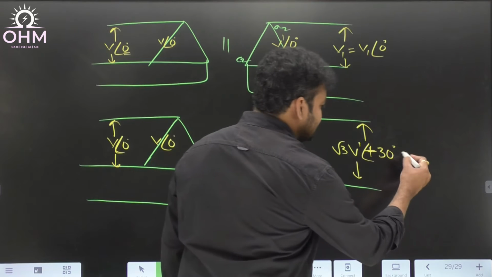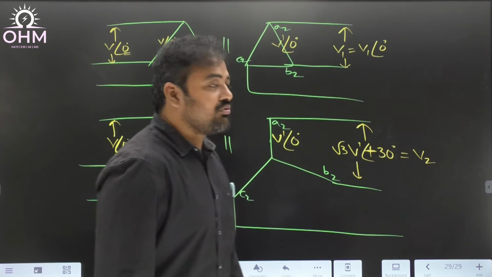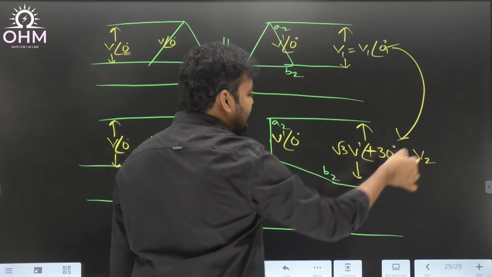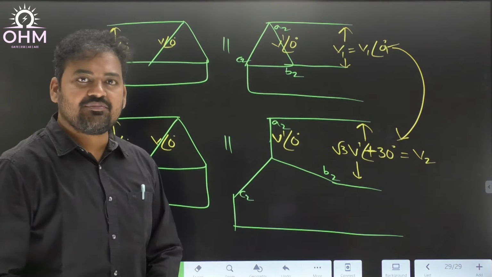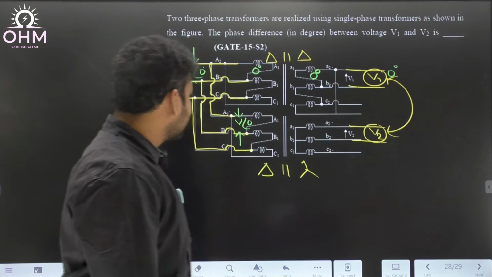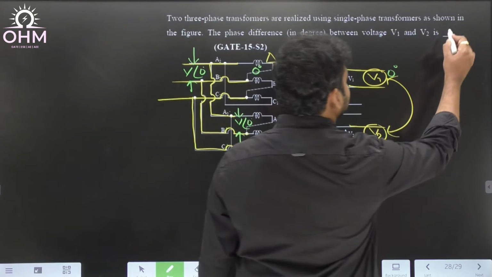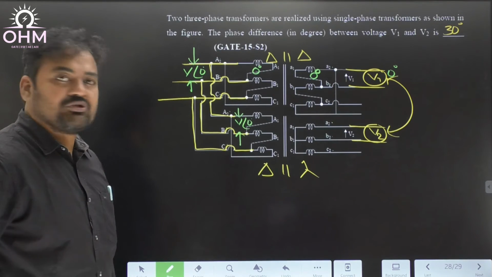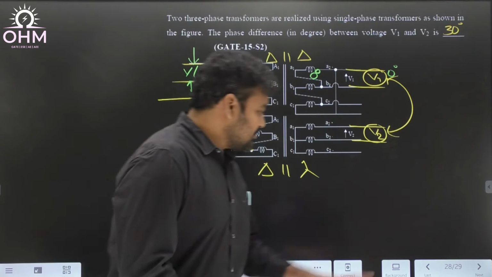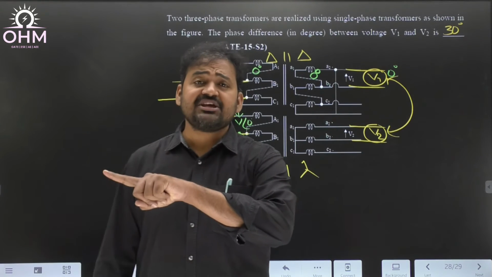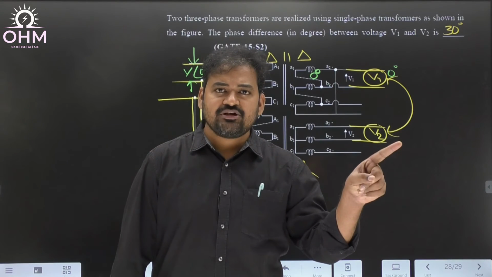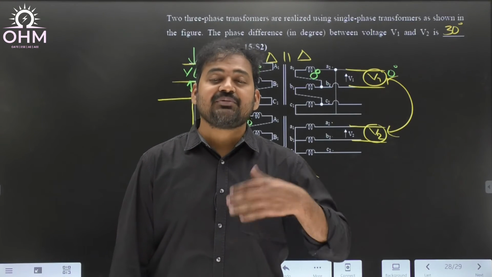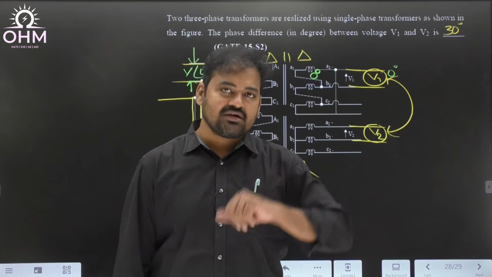So indirectly, can I say this is nothing but V2? So what is the phase angle difference between V1 and V2? You can see 0 degrees and 30 degrees. The phase angle difference will be equal to 30 degrees. Therefore, the answer is 30 degrees. Understand? Okay, simple. So simple point. Primary phase voltage, secondary phase voltage, both are in phase. But line voltages may have angle difference that depends upon whether it is a star connection or delta connection.